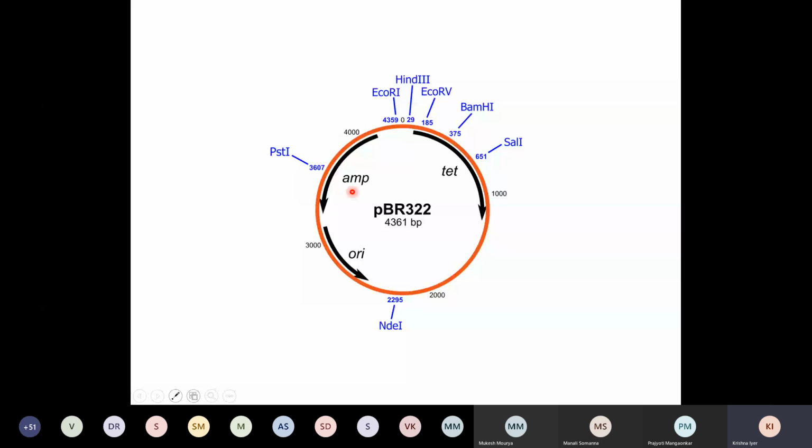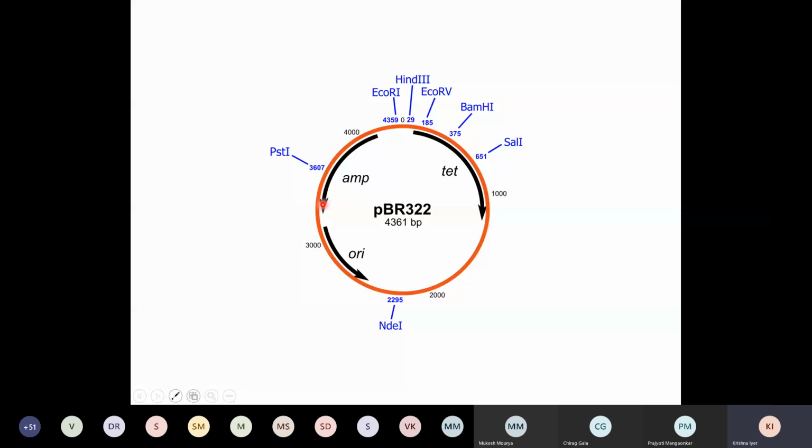ampicillin. In some books they'll write this as AMP superscript R, and they will call this an ampicillin resistance gene. Which means when this gene is transcribed, you make protein out of it. That protein allows me to show resistance to this ampicillin. In other words, now the bacteria which contains this plasmid will be able to grow if the media contains ampicillin.